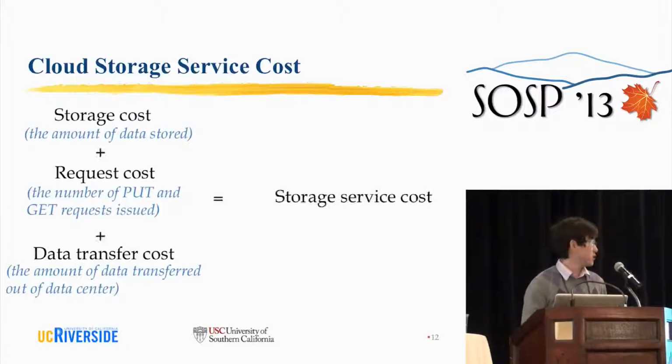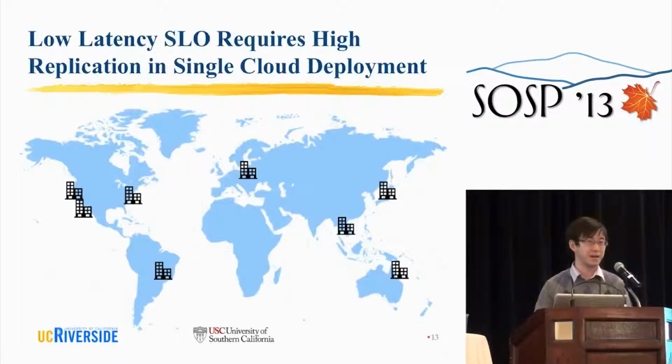So combining all three costs, we get the storage service cost. In order to find how to replicate the data with a minimum cost, we need to jointly consider all these three costs. But first, we found that the location of each replica is largely affected by the latency SLOs. So for example, let's consider the following scenario.